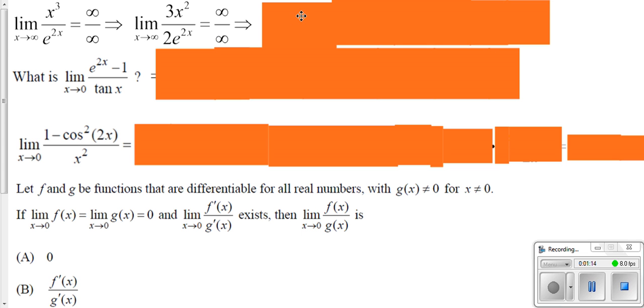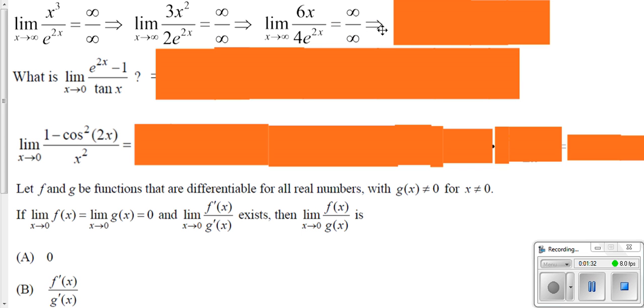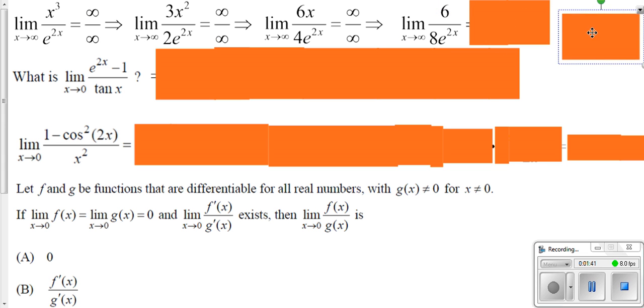So we do the derivative of the top over the derivative of the bottom would be an e to the 2x times another 2, so we get a total of a 4 in front of the e on the bottom. Now we plug in our infinity, we get 6 times infinity, which is infinity, over infinity, which is indeterminate again, so we then do L'Hopital's again, and we're going to go ahead and get 6 over this. Then we go ahead and we plug in infinity.